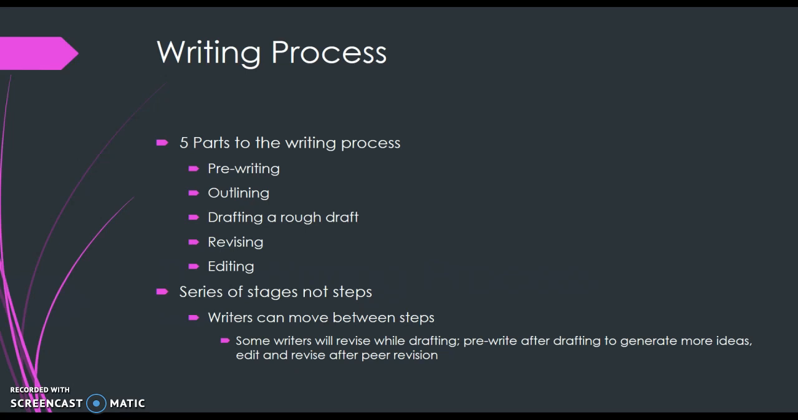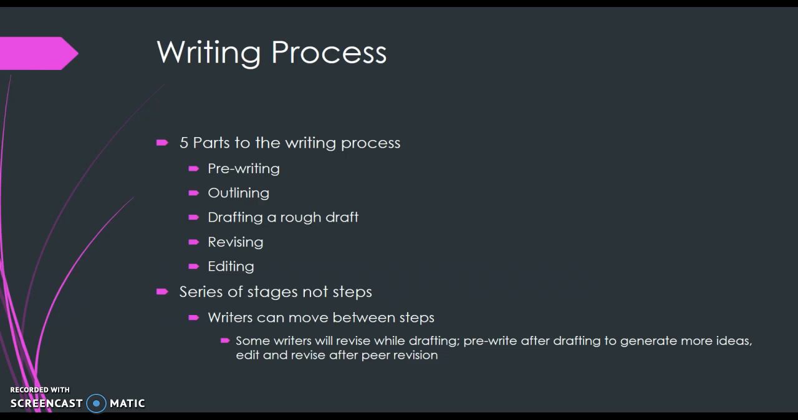According to your textbook, there are 5 parts to the writing process. Those include pre-writing, outlining, drafting a rough draft, revising, and editing. One thing that I just want to add to that is that the writing process is a series of stages and not steps, meaning that as writers, we move between those steps quite frequently.